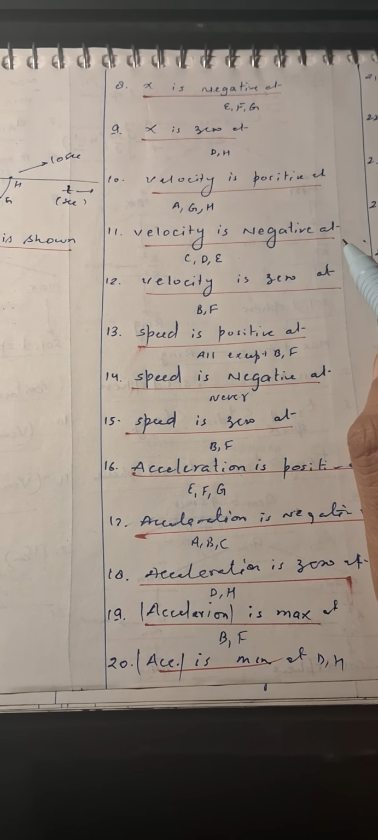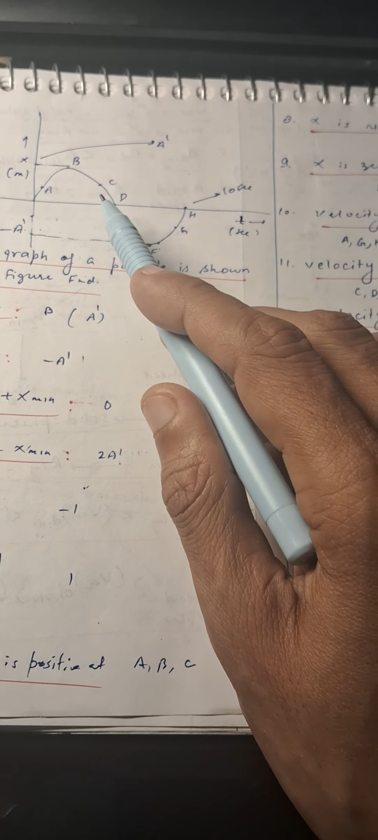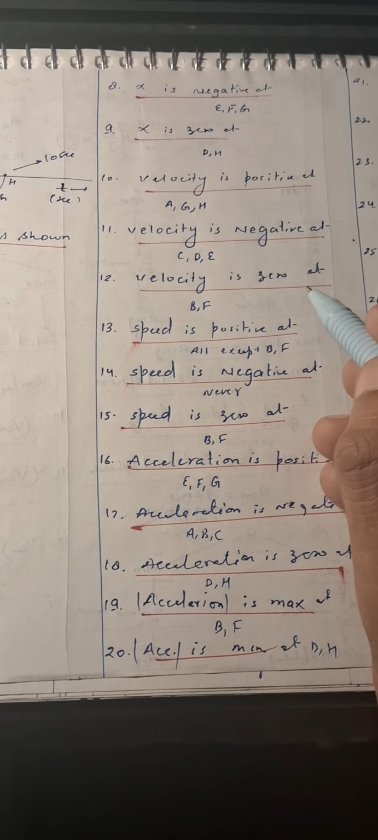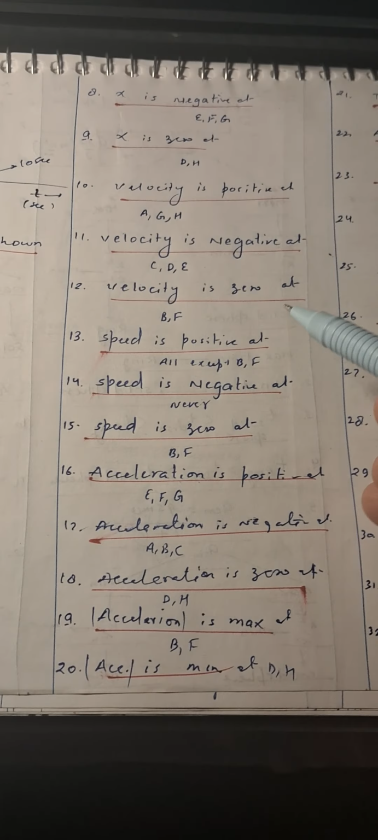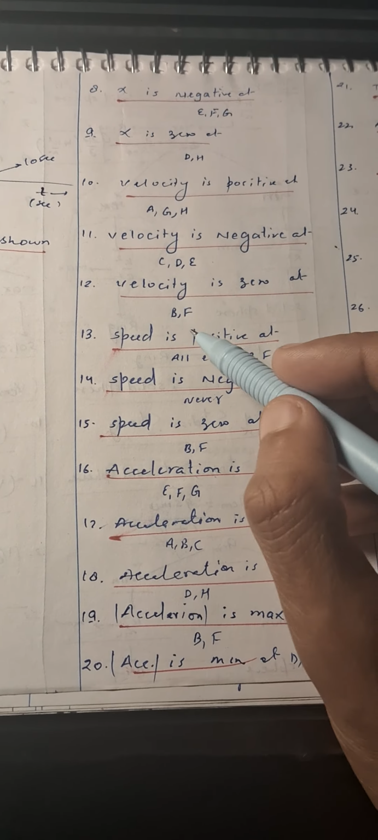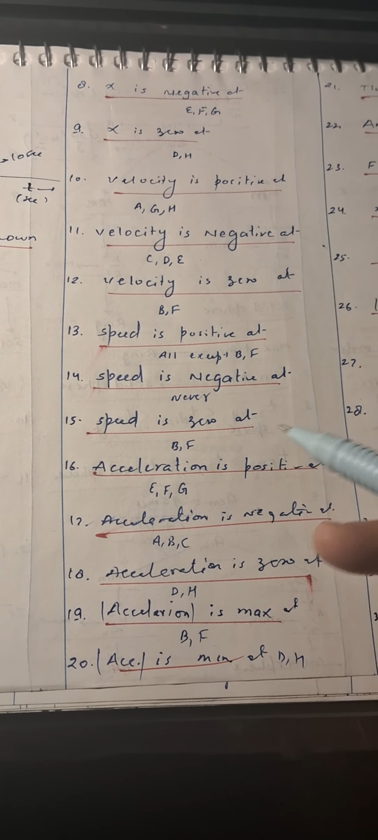Velocity is negative where the slope is negative, so at c, d and e. Velocity is 0 where the slope is 0, at b and f. Speed is positive always, except when it is 0, which is at b and f.